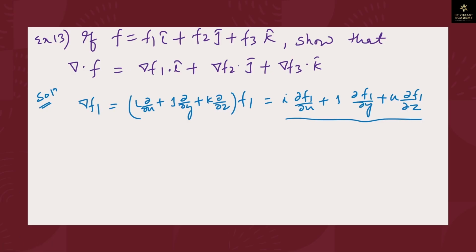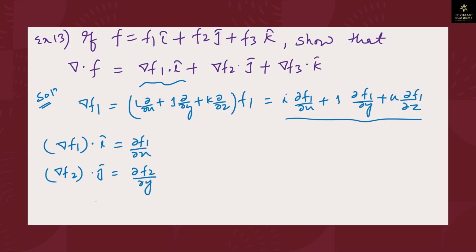Del f1 dot i cap. So let us take the dot product of i cap with this one. So this is equal to ∂f1/∂x. Similarly, del f2 with j cap is equal to ∂f2/∂y. And del f3 with k cap is equal to ∂f3/∂z.